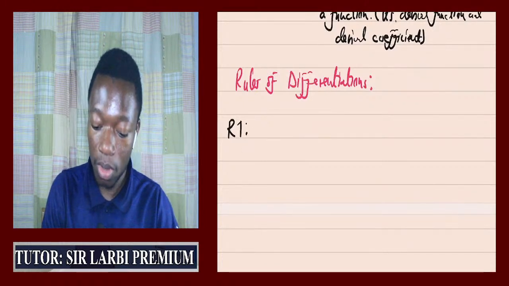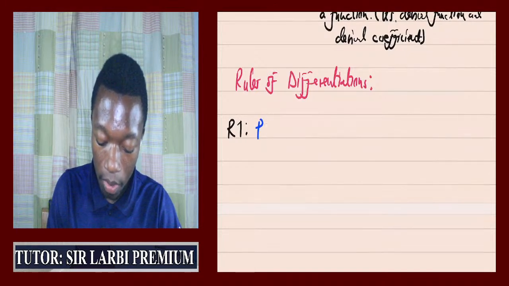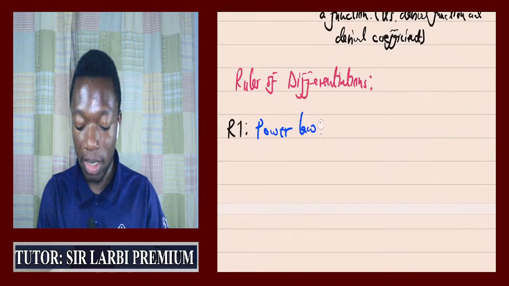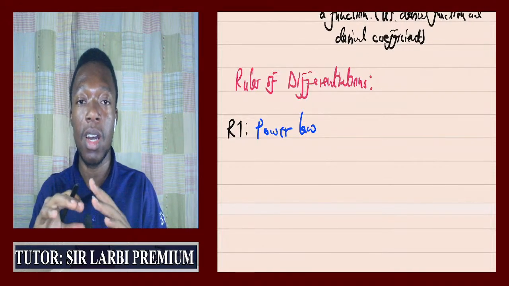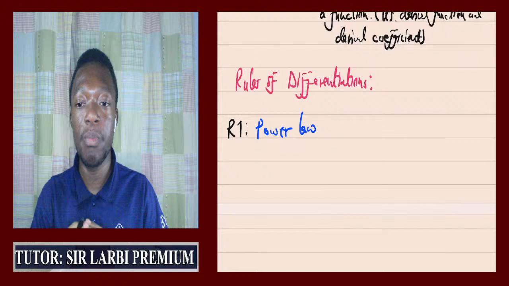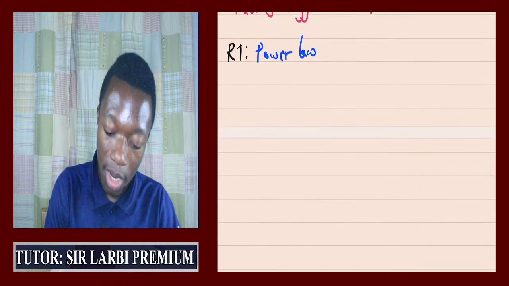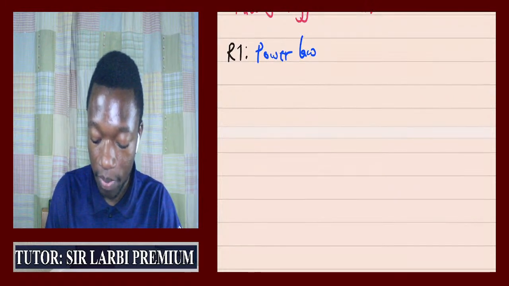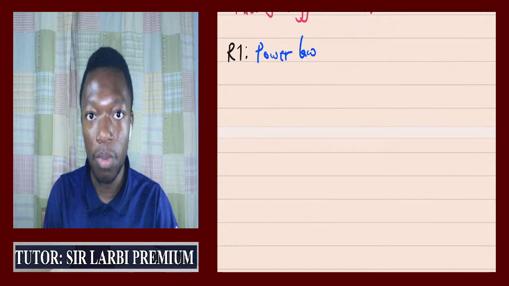For rule number 1, we are going to talk about the power rule or the power law. Actually, it is this rule that sets the tone of differentiation. It is a basic rule that sets the tone for differentiation. So let's flow. So now this rule is saying that if I have a function in this form, we call it the power law or the exponent rule.